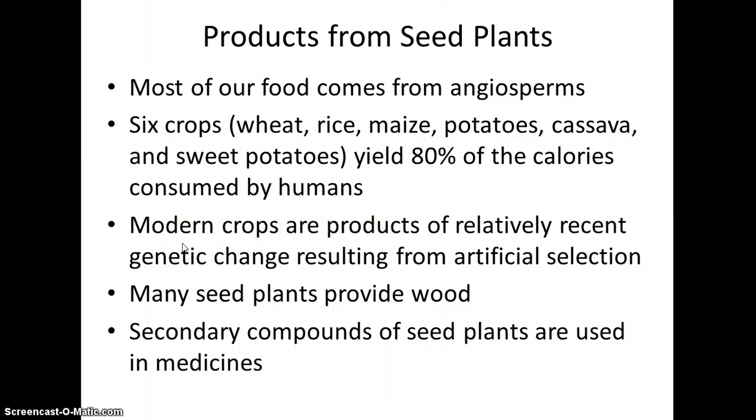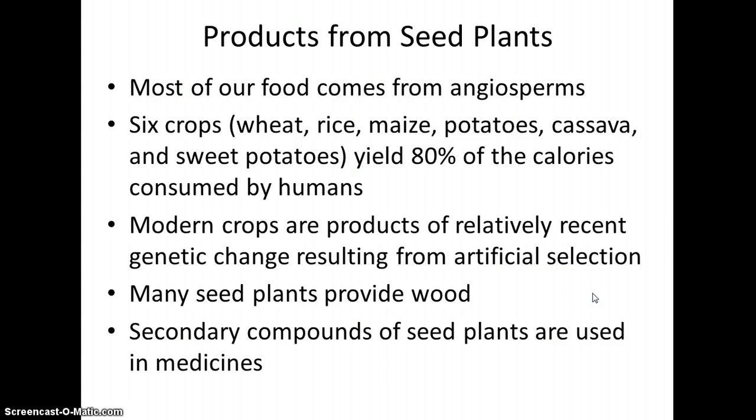And since the advent of the agricultural revolution, people have been modifying these plants through selective breeding, and more recently through genetic engineering to have particular traits in these plants, producing lots of seeds and large seeds and seeds that have particular flavors and fruits that have particular flavors, etc.